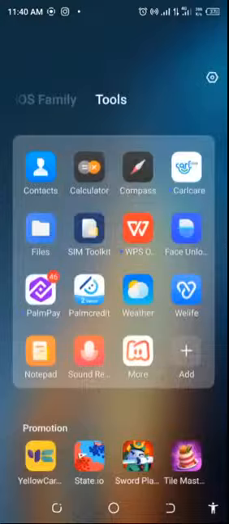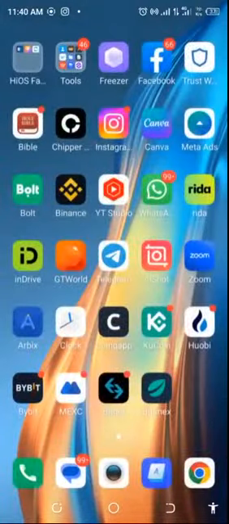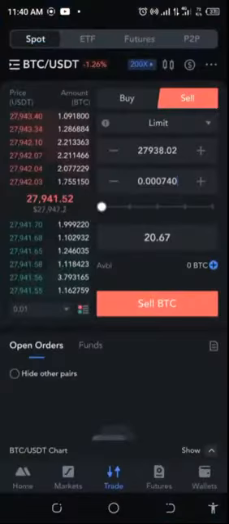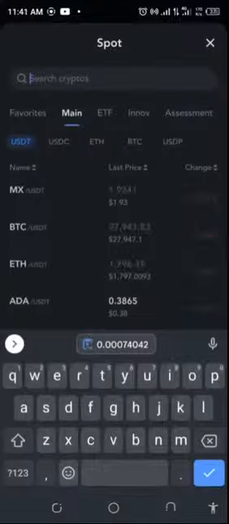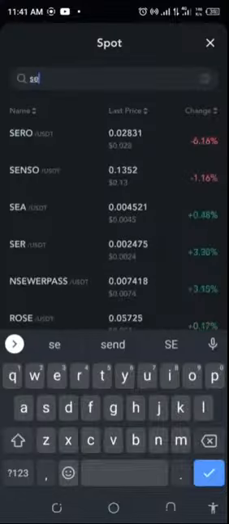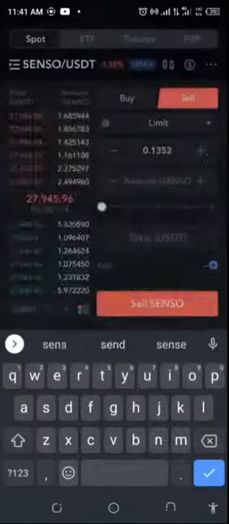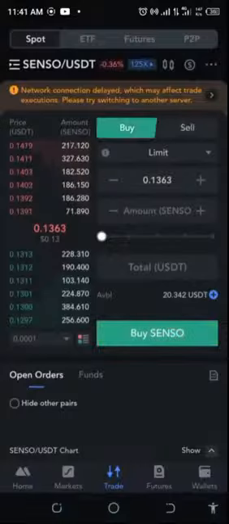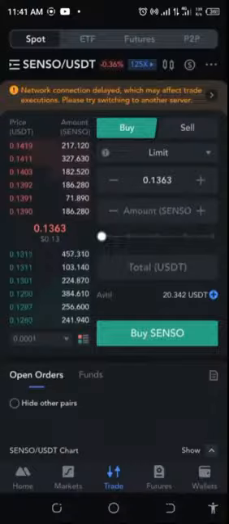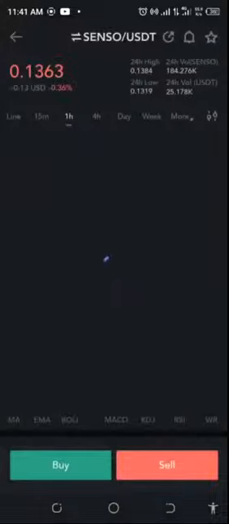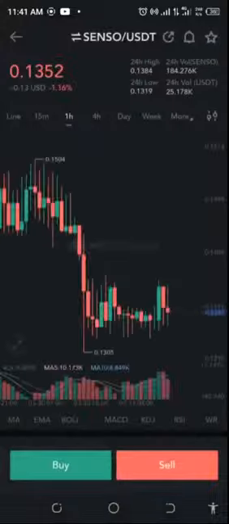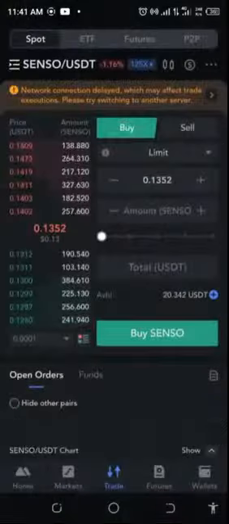That's fine. So let's quickly go ahead and try this out and see how this works. We're trying to make sure this still gives us good results. So let's go back to our Senso, USDT. Alrighty, and then we buy. Let's check the charts just to be on the safe side. Oh, it looks like it's going down, so we need to quickly buy.